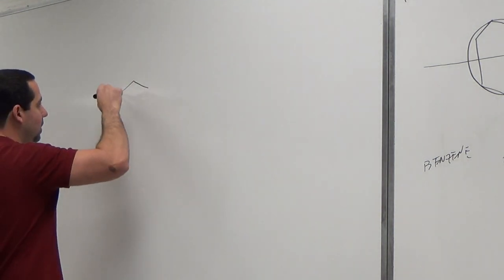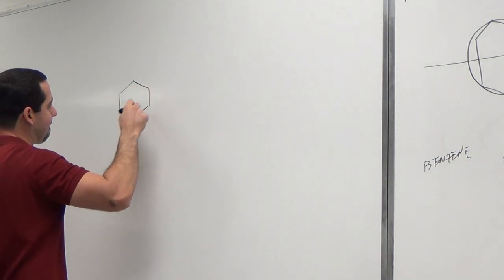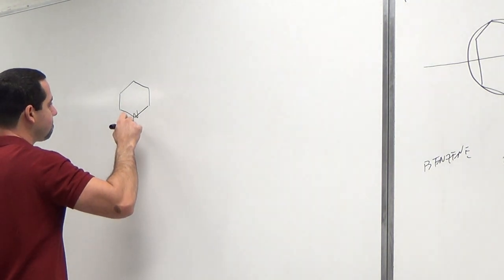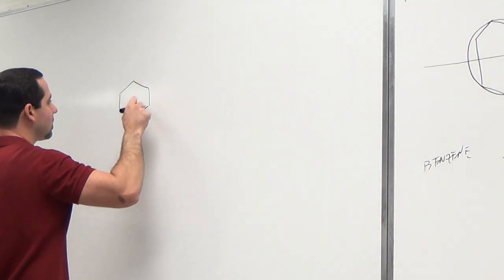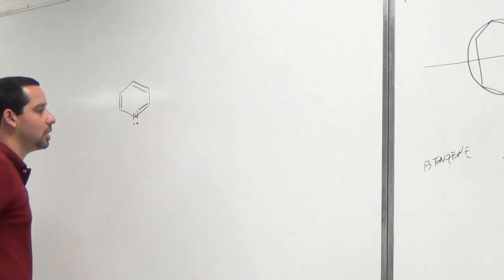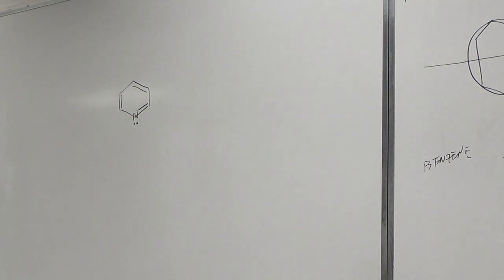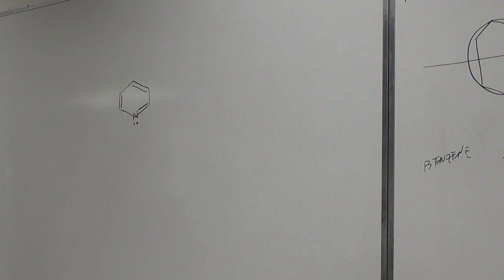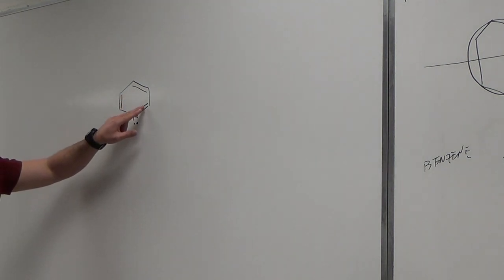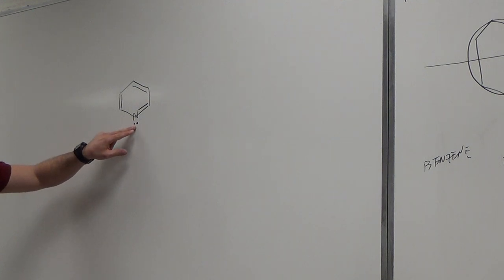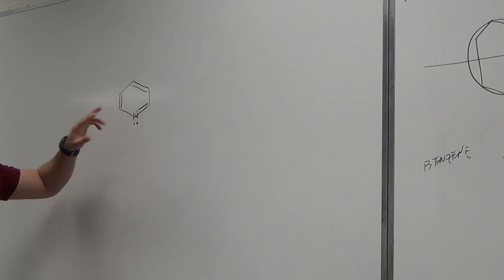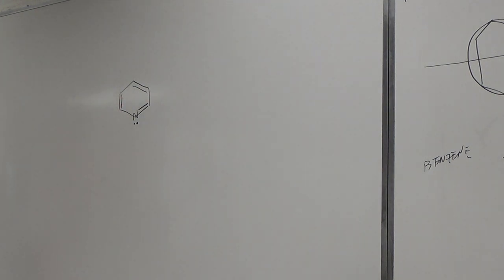We have things like this. Is that aromatic, yes or no? Yes. The lone pair is outside of the ring. Yeah, but it's still inside. This is aromatic. 2, 4, 6. Now, is this lone pair part of the aromatic system? No, it's outside. Not part of the aromatic system.